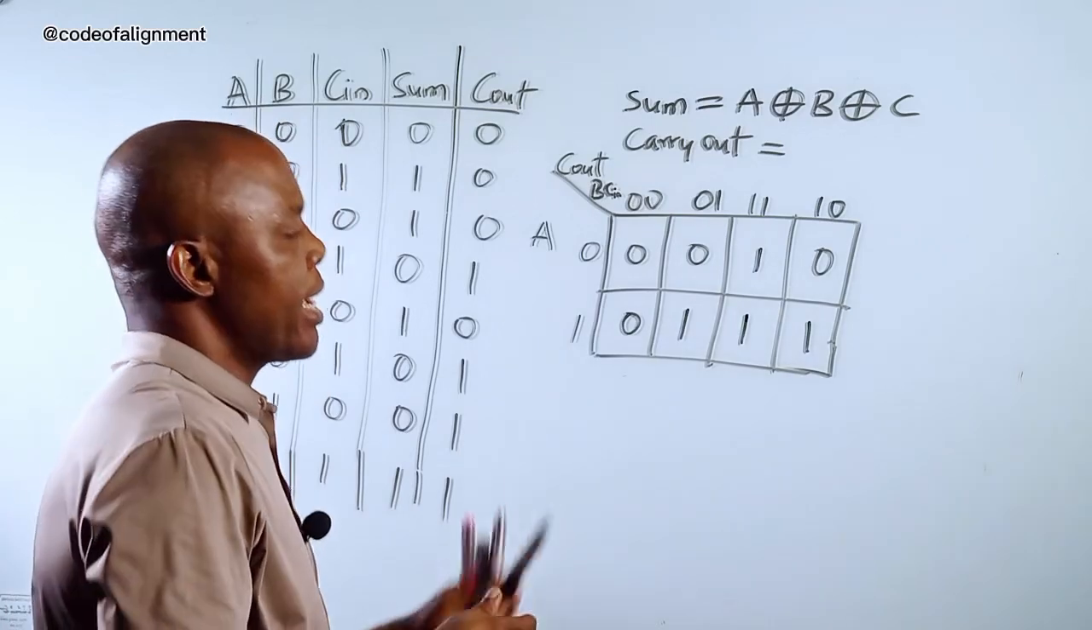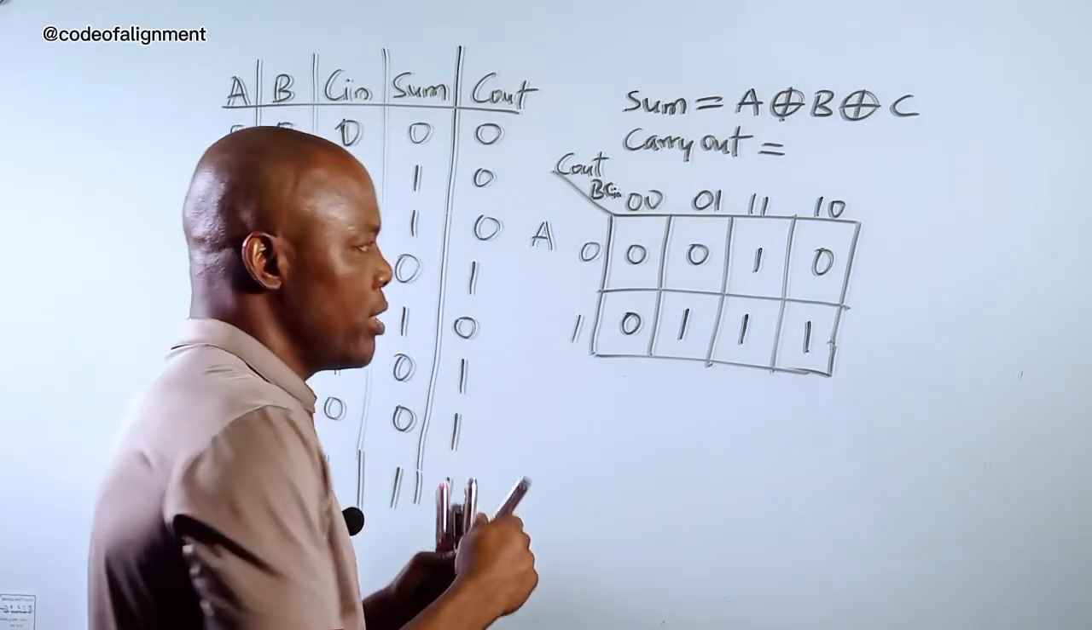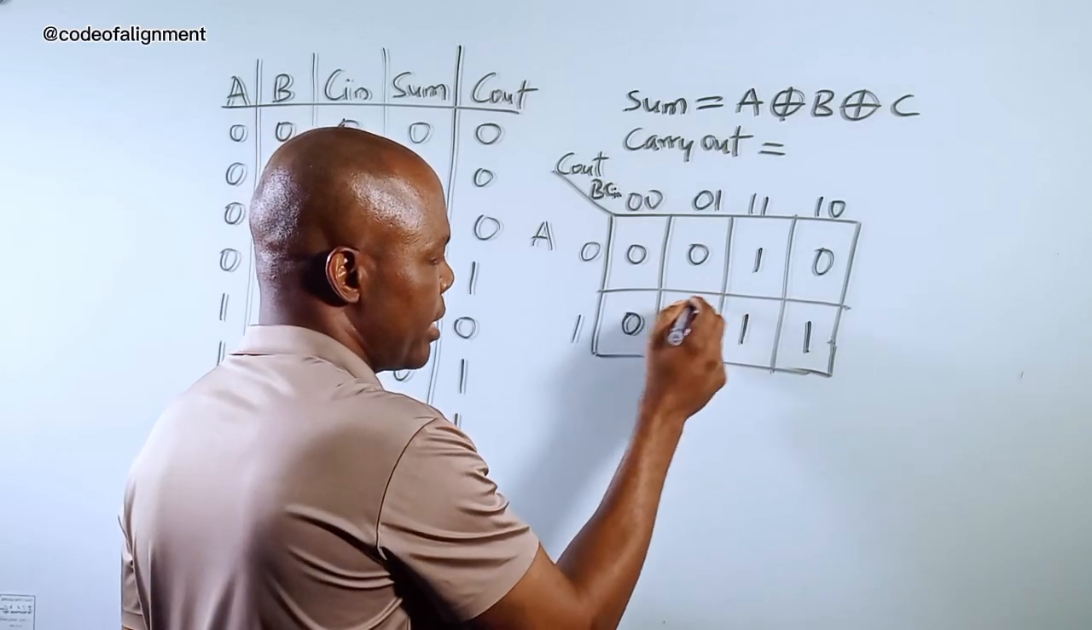So this is our carry out. Now, the last class, what I did was to sum these adjacent numbers like this, right?